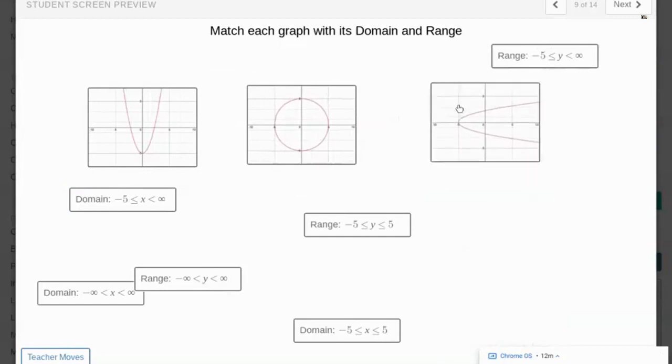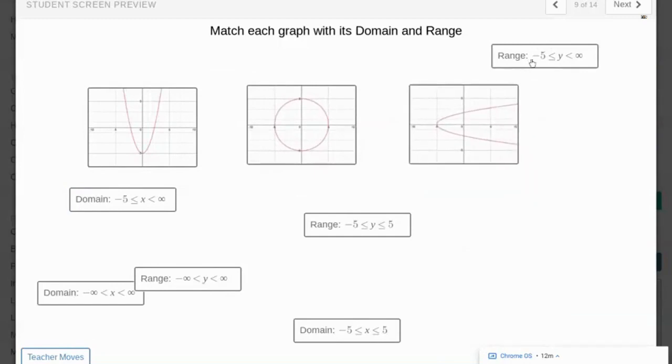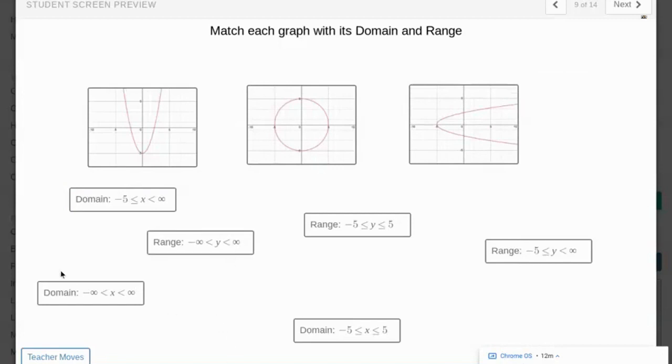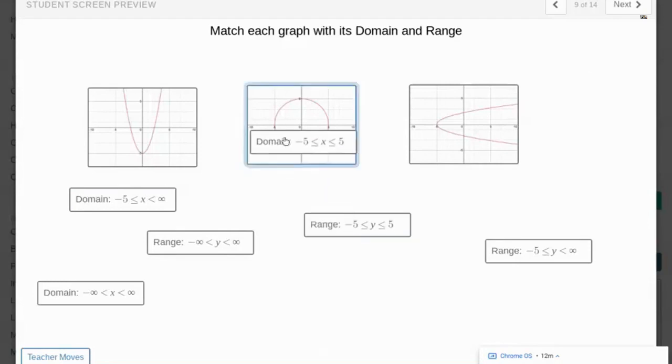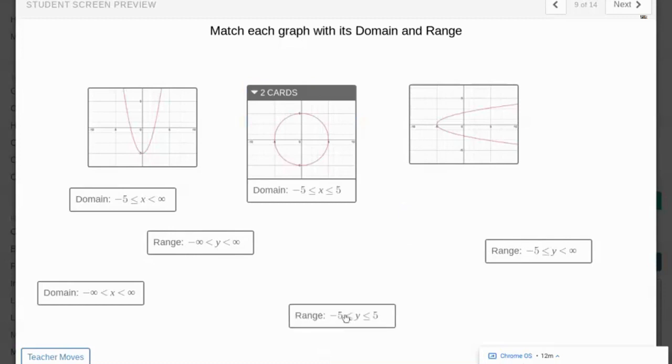They all look very different. Okay, so I'm going to start with this middle one here, the circle, because it has some definitive points for me. So I know that my domain is going from -5 to 5. So here I have domain -5 to 5. Let's match that up. Same with my range. It stops. We have a point at -5 and one up here. So let's put this one with that as well.